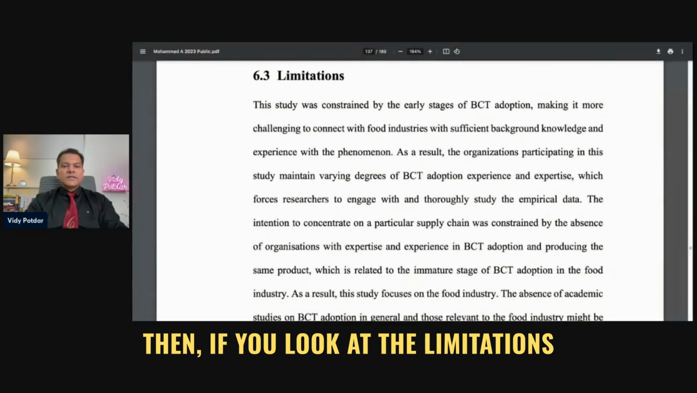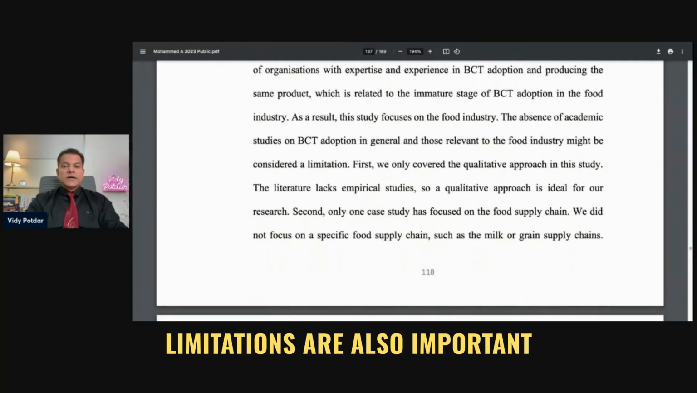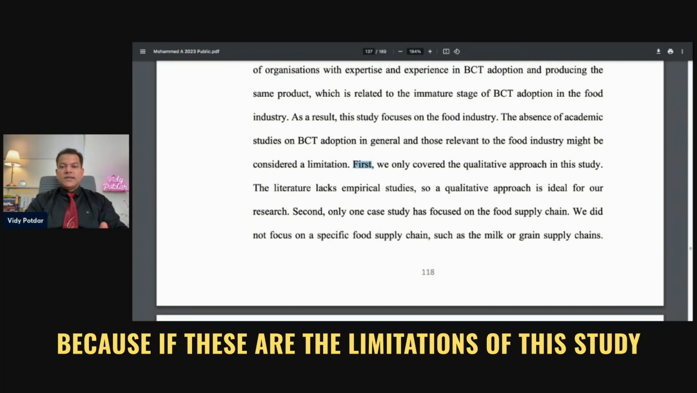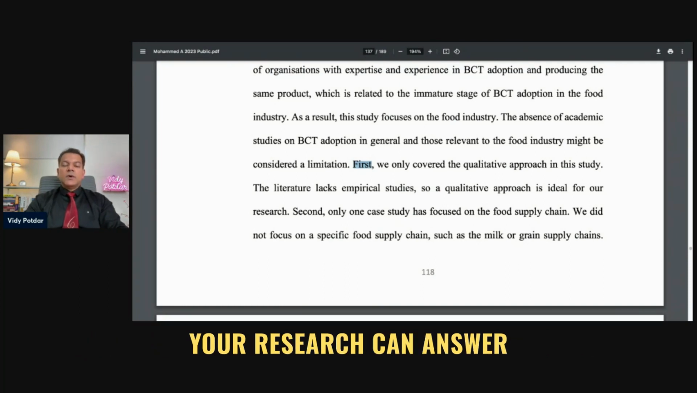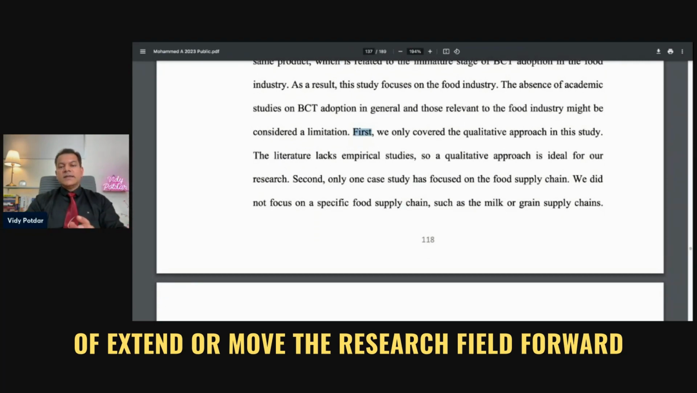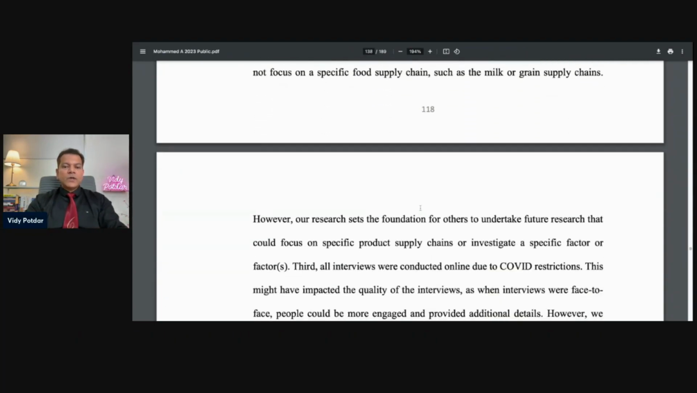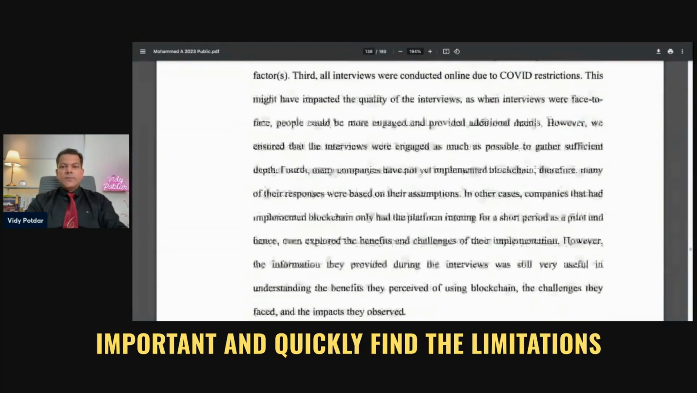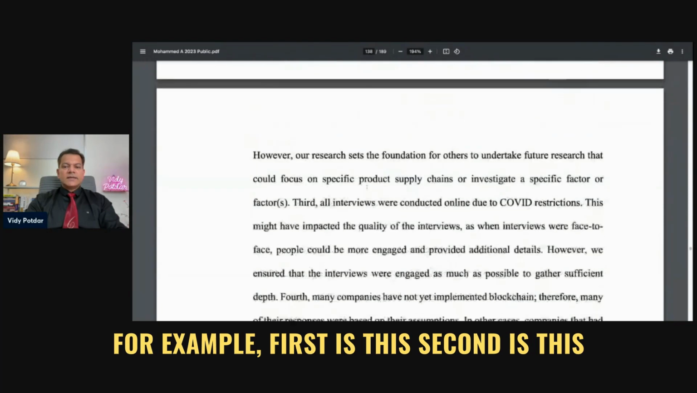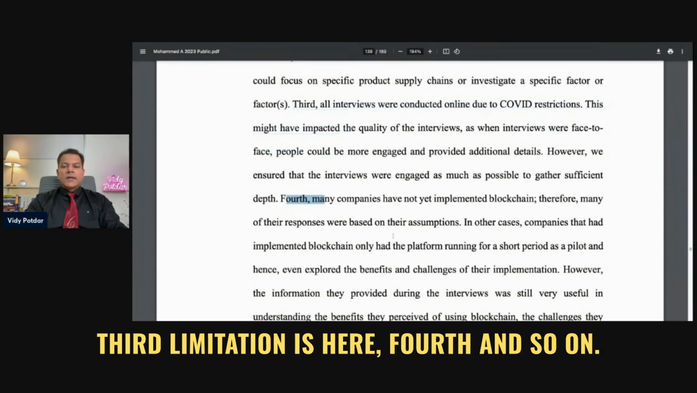Then if you look at the limitations, limitations are also important because they give you an idea on where and what you can do further. Because if these are the limitations of this study, your research can answer or solve these limitations. That's how you extend or move the research field forward. So looking at the limitations is important, and quickly find the limitations. For example, first is this, second is this, third limitation is here, fourth, and so on.